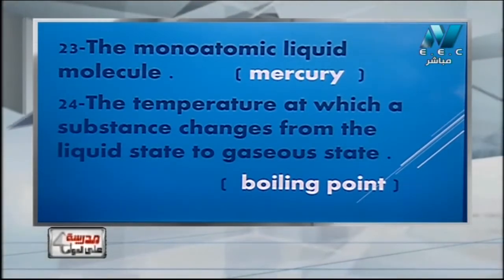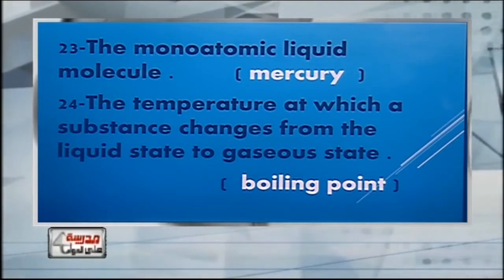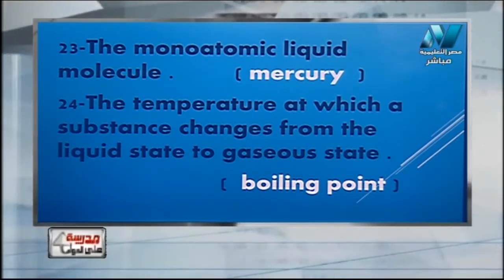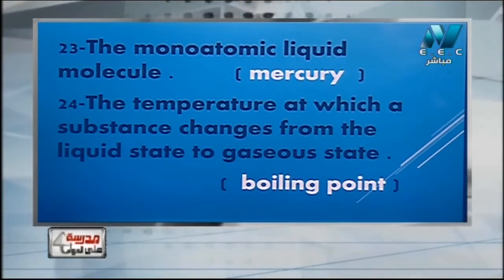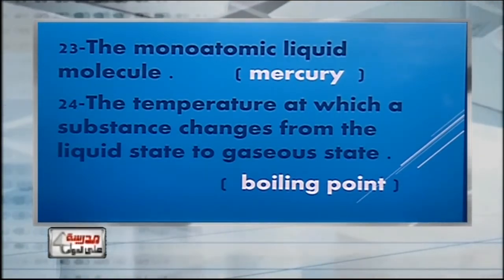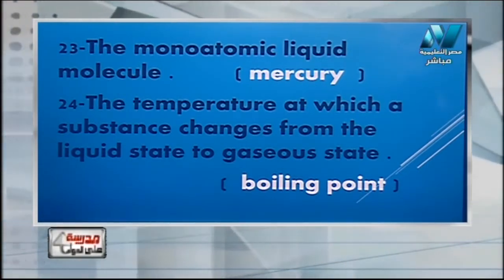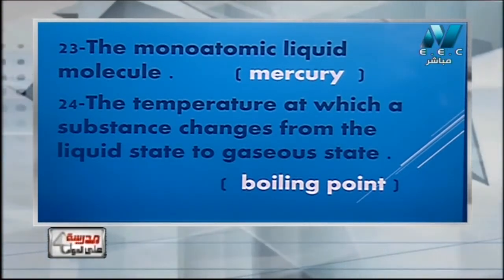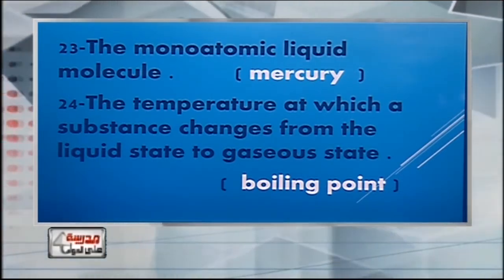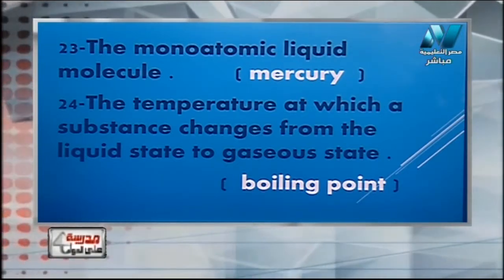23. The monatomic liquid molecule. We know that we have 2 types of liquids. First one, whose molecule consists of just 1 atom, and it is liquid metal. It is mercury, the liquid metal. And if the question was the diatomic liquid molecule, it will be bromine. But this, the monoatomic liquid molecule, it is mercury.